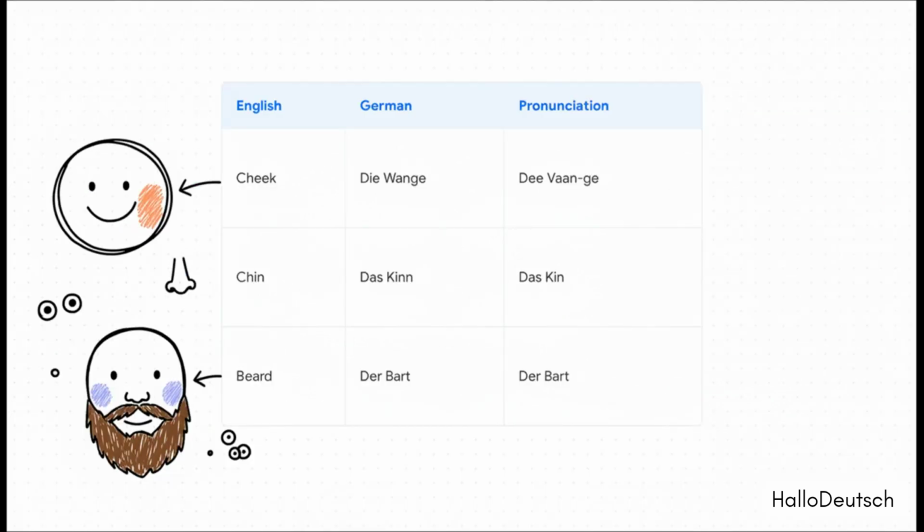Here we go, the last three pieces of our puzzle. The cheek is die Wange, die Wange. The chin is das Kinn, and finally, if we want one, a beard is der Bart, which sounds almost exactly how it looks. Wange, Kinn, Bart. And there it is, a complete face built one German word at a time.